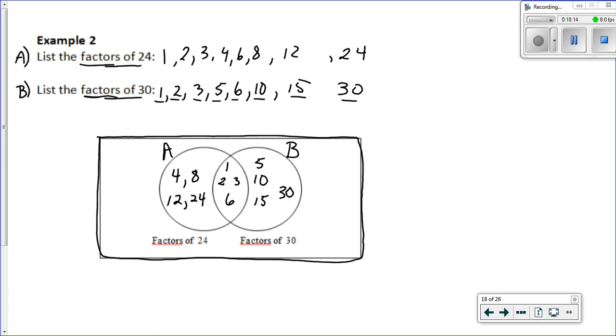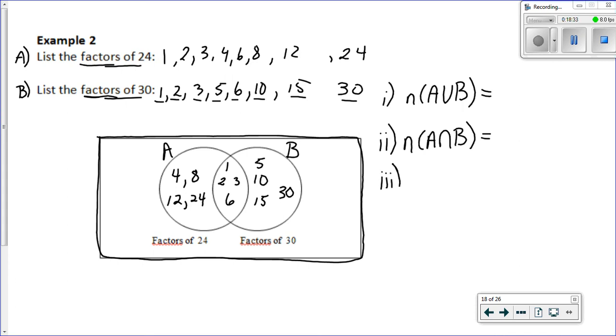So I'd like to know, what is the number of elements in A union B? I'll call that question 1. Question 2, the number of elements in A intersection B. Number 3, the number of elements in the complement of A. Number 4 will be the number of elements in the complement of B. And let's leave it at that.